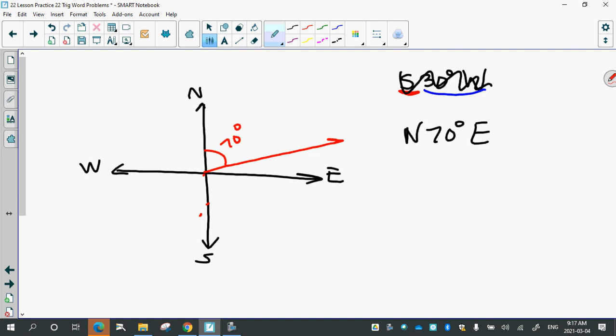Everybody good? If that angle there is 70, by the way, what's this angle in here? 20. Why is it 20? Because it has to add up to 90. Everybody good there? Okay, let's try another one.